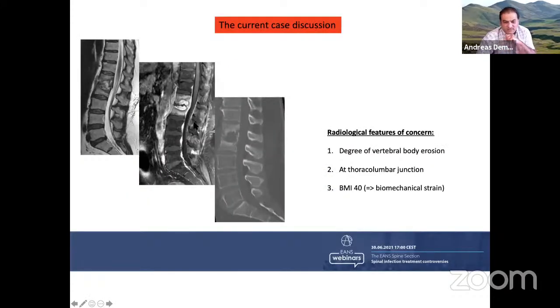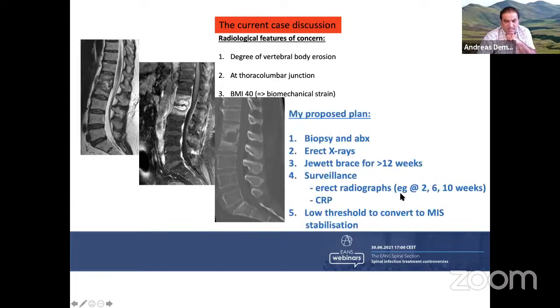Going back to the case, I've already mentioned my concerns as to whether this is appropriate for conservative management. So my proposed plan would be to clarify the result of the biopsies and the antibiotics, to see how permissive the erect x-rays are, and if there is no dynamic instability, then I would propose initially conservative management with a Jewett brace, which holds the patient in lordosis for at least 12 weeks, but there has to be active surveillance.